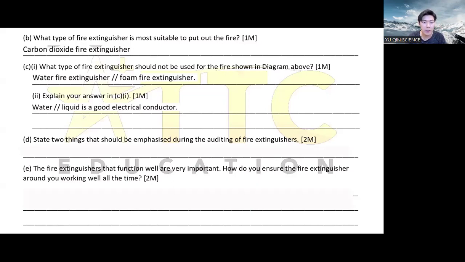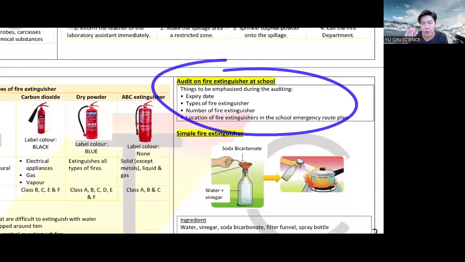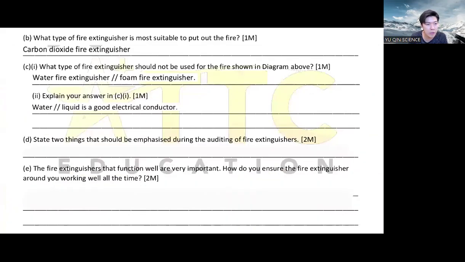Okay, good. Two things should be emphasized during the auditing of fire extinguishers. A fire extinguisher needs to be maintained; you cannot say, I bought it already, I just put it there for 10 years. Every year you have to do the auditing, which means you check if the expiry date is okay, the type of extinguisher is correct, how many extinguishers you should have, and the location of the extinguisher. So these are the four things, but I think question one is two.